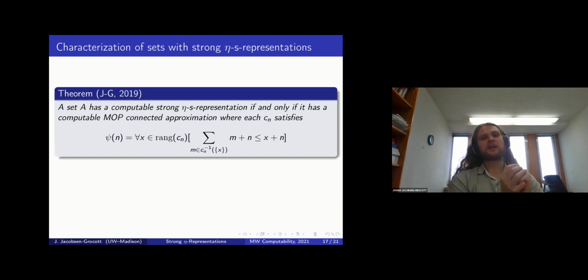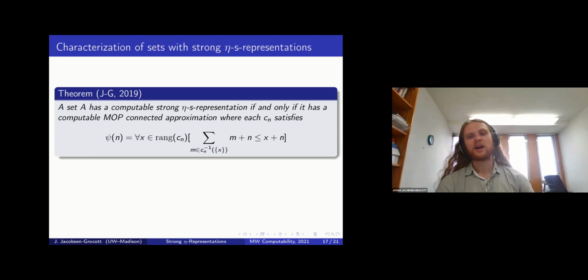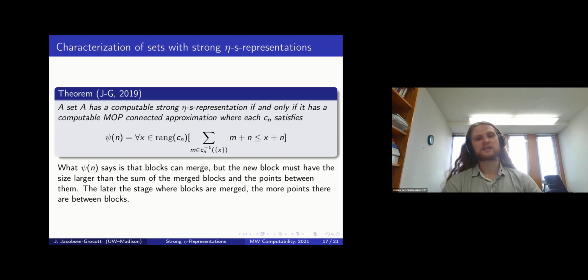And it was able to get a characterization of the strongly eta S representable sets. So A has a computable strong eta S representation if and only if it has a monotonic, order preserving connected approximation, and the approximation satisfies the following condition psi. What psi here says is that blocks can merge.